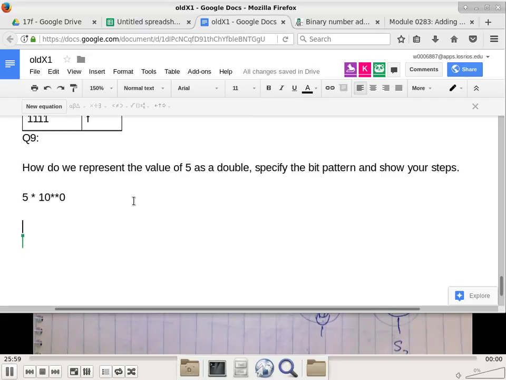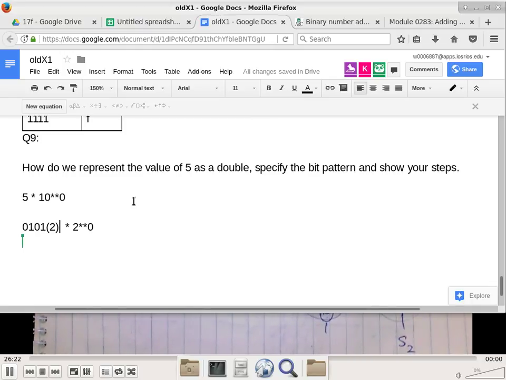So now you say, okay, now we have a bit pattern of 0101 times 2 to the power of 0. 0101 is just the binary version of 5. Is that okay? But 0101 is not exactly in the format that we want. Now for this one, if you want to go through the same logic that we specified for the general calculation, that works. But there's a better, easier way to do this.